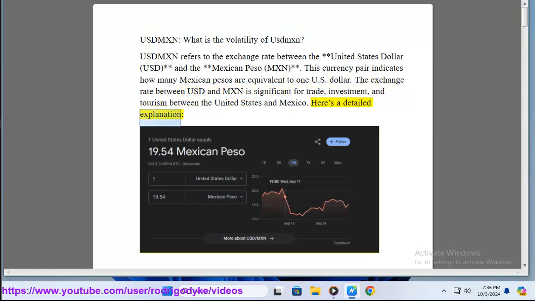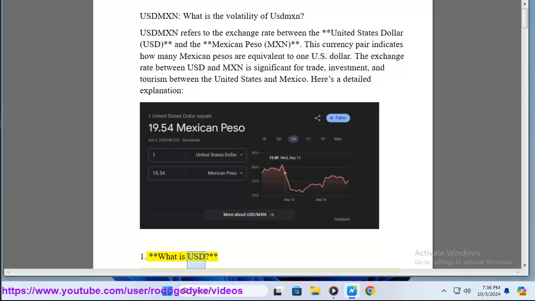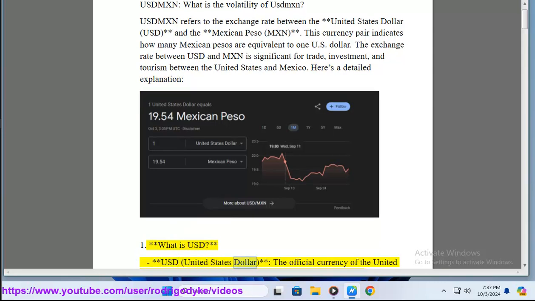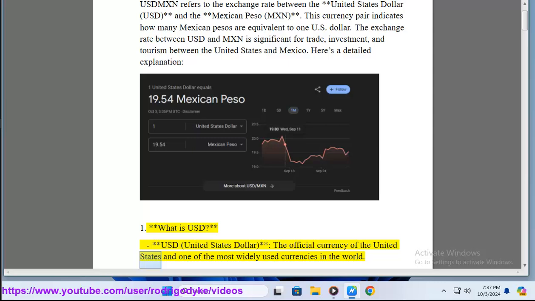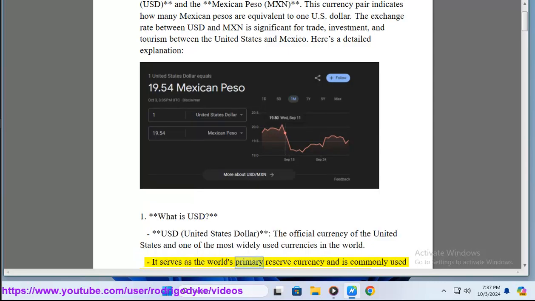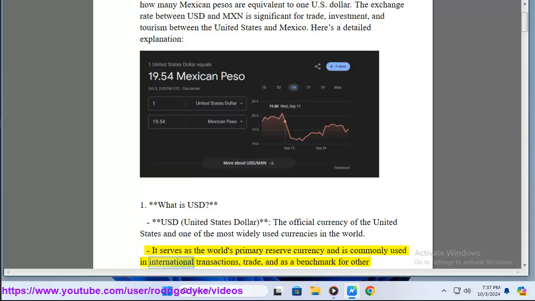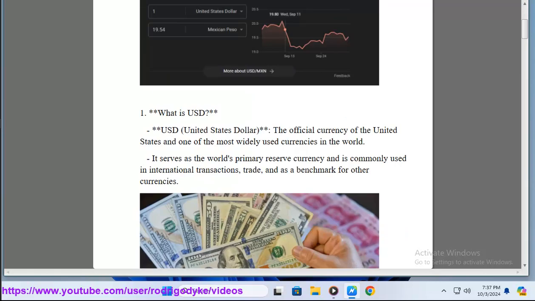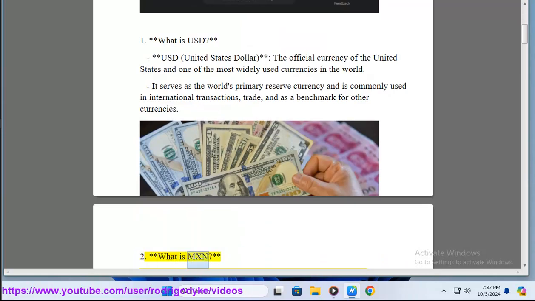Here's a detailed explanation. 1. What is USD? USD, United States dollar, is the official currency of the United States and one of the most widely used currencies in the world. It serves as the world's primary reserve currency and is commonly used in international transactions, trade, and as a benchmark for other currencies.